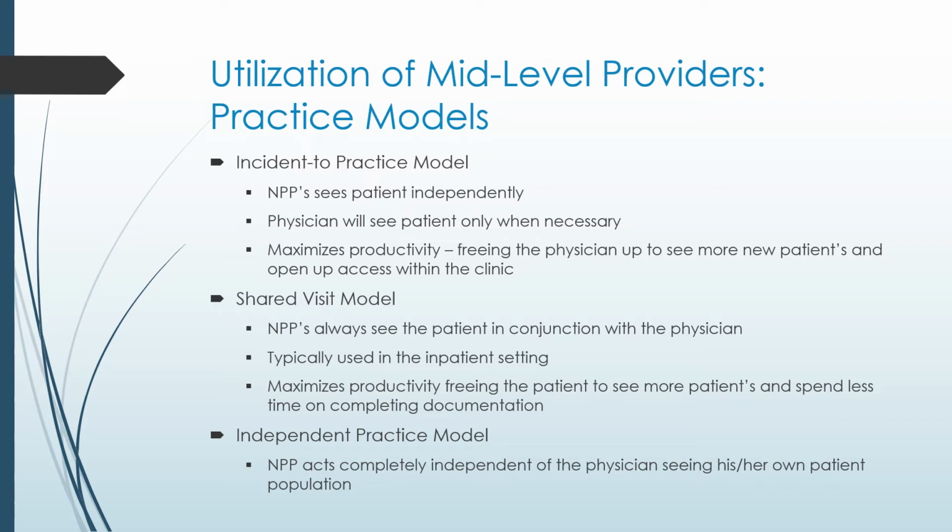And the last model, and the model that I probably recommend the most because it is the less risky model, is the independent practice model, where the NPP acts completely independent of the physician, seeing his or her own patient population. You may utilize this in areas where there are physician shortages. You might have a clinic practice in a rural area, and you might want to bring in a partner, but you're unable to lure in a physician. Maybe you can lure in a nurse practitioner to help you staff this clinic. You can have your own patient population. Your nurse practitioner can have their own patient population.